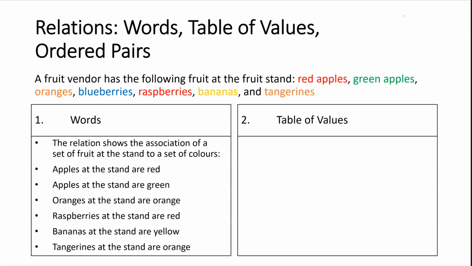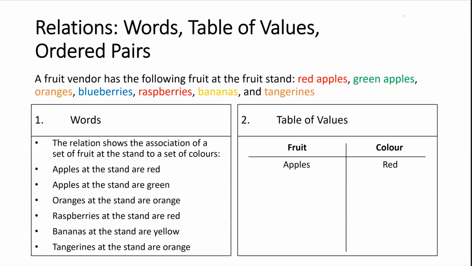And in a table of values, what we'll do is we'll have the input variable, which is your fruit, on the left, and the color of that fruit on the right. So the input variable is the independent variable, you call it, and the output variable is the dependent variable. So the color depends on what fruit you're talking about. And then we just list those variables under the respective columns.